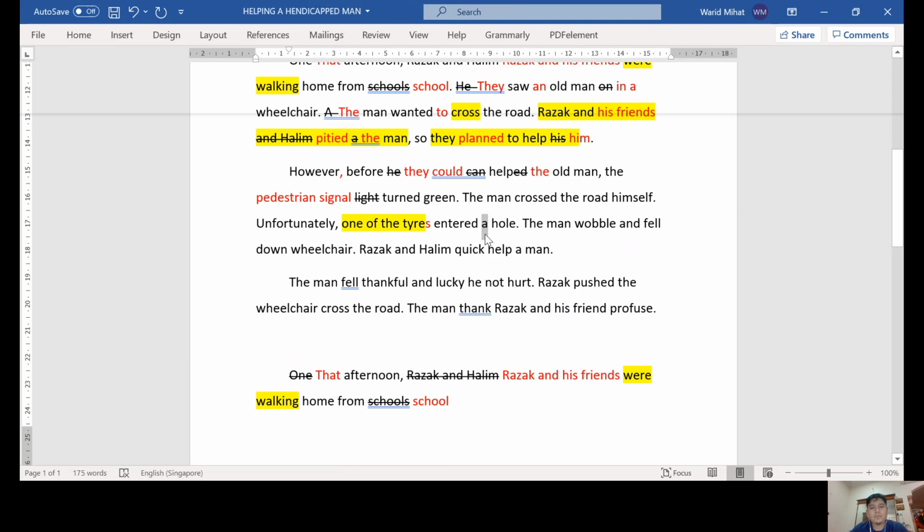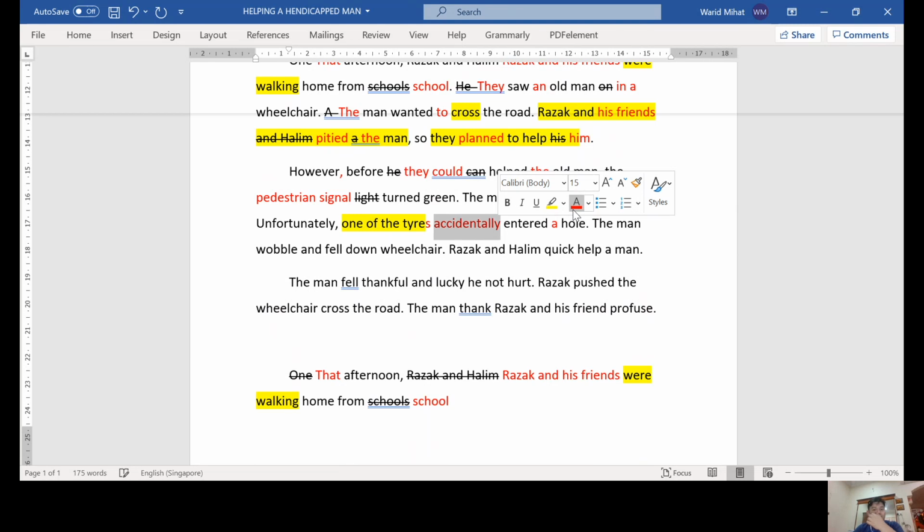Not just hole, masuk lubang. Okay. That is direct translation. You kena cakap masuk satu lubang. Now, kita nak buat ayat tu a little bit gempak. Masuk secara macam mana? Masuk sengaja ke tak sengaja? Secara tak sengaja. So, one of the tires accidentally entered a hole. Tambahlah secara tak sengaja. Secara accidentally. Entered a hole. Barulah ayat dia macam gempak. Wow. Unfortunately, one of the tires accidentally entered a hole.